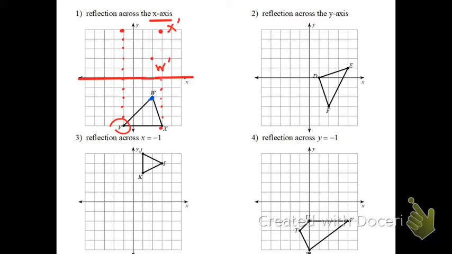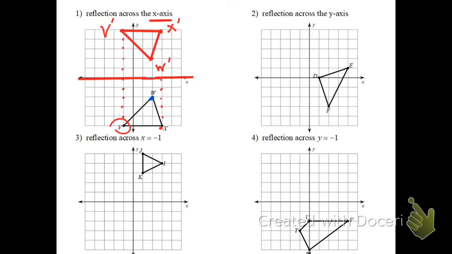V prime. Okay, try to connect those with straight lines. Computers do make that easier. There we go, and that is my new image. And we call this first black triangle the pre-image.